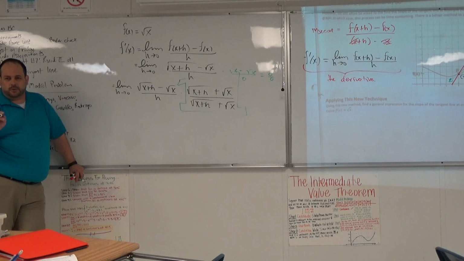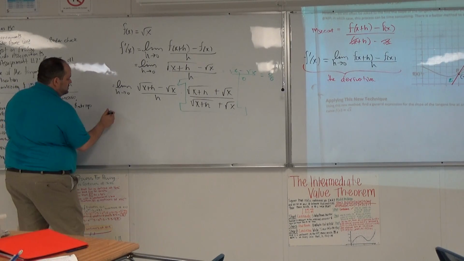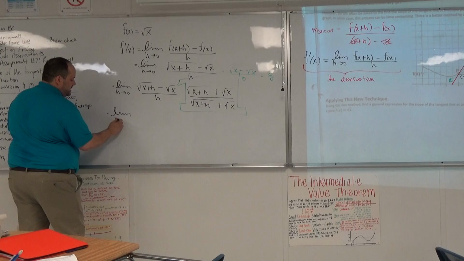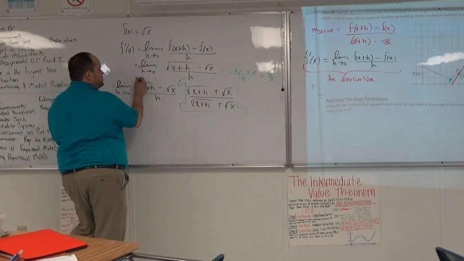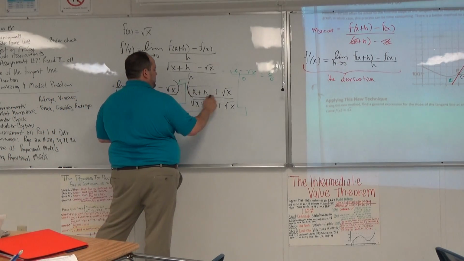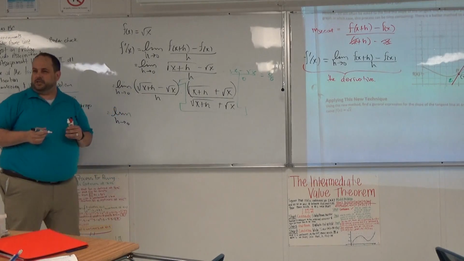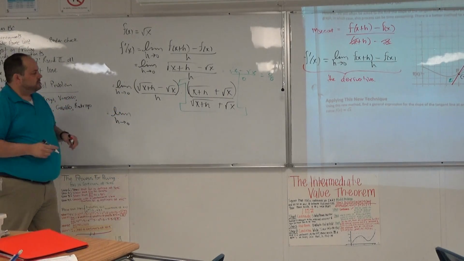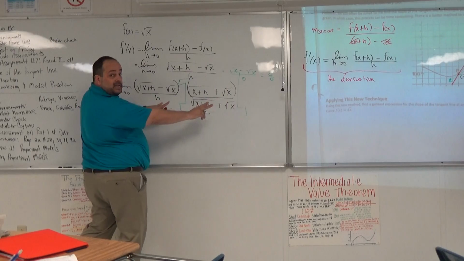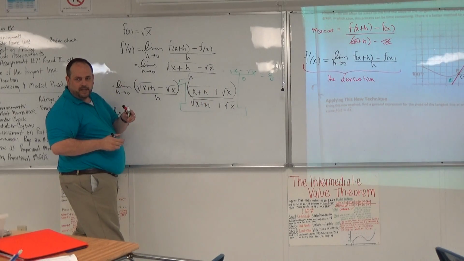Looks like maybe we're not sure. So let's try it and see what happens. Limit as h approaches 0 of the square root of x plus h minus the square root of x, multiplied by the square root of x plus h plus the square root of x. Check it out. Do the box if you need to, or let's just see if we can do this mentally.